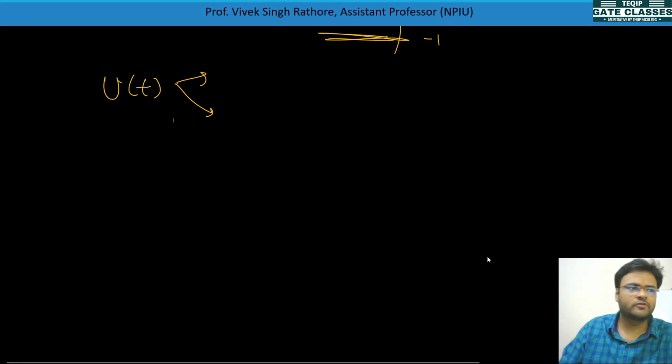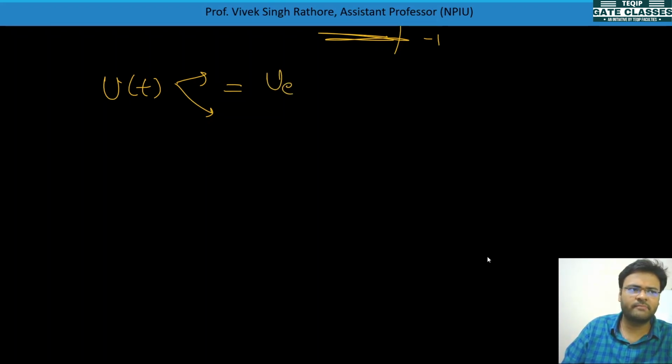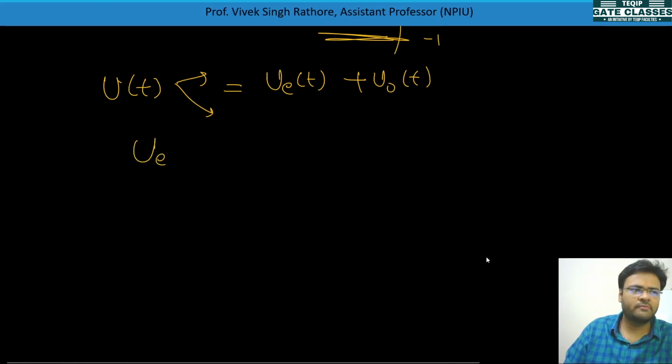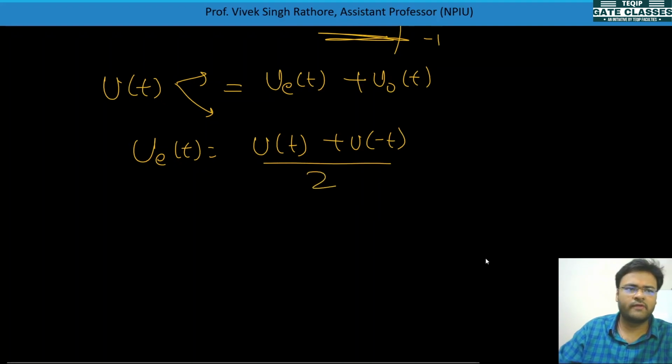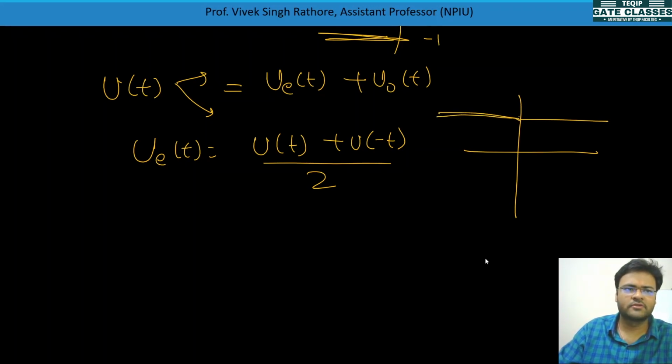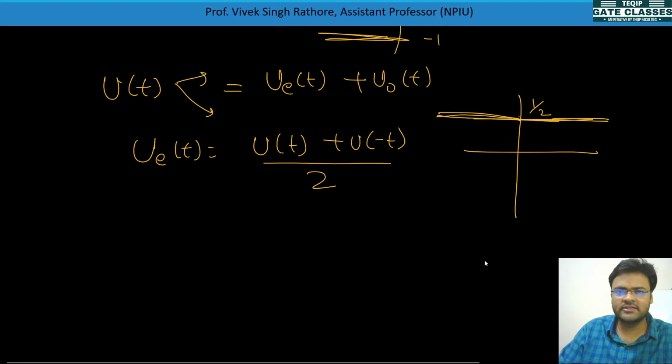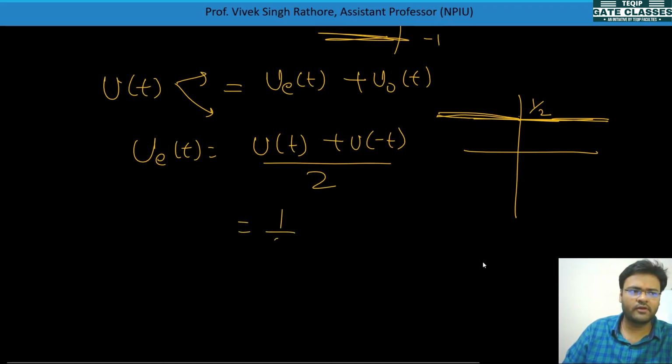So what we can do, I have already told you, every signal consists of some even part and some odd part. You need to calculate the even and odd parts. For the even part, you need to do f of t plus f of minus t, meaning u of t plus u of minus t by 2. Whenever you do, u of t is like this, u of minus t is like this, and the magnitude is half, so we'll do half. So you can say it is a DC signal, and the value will be only half.